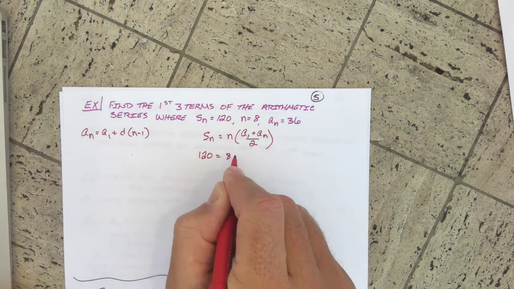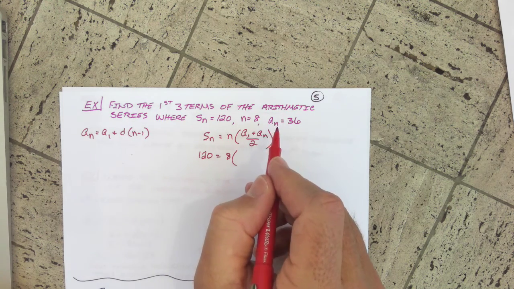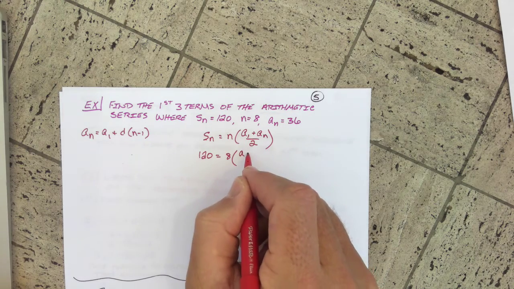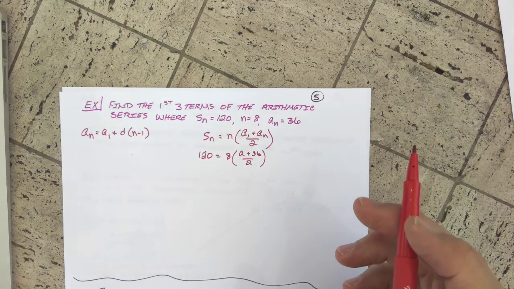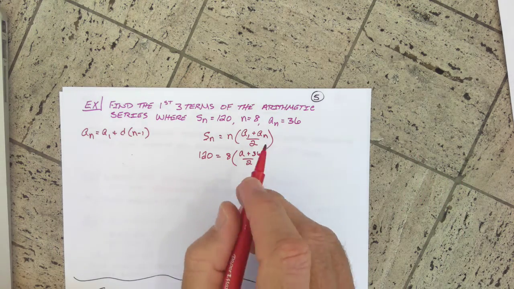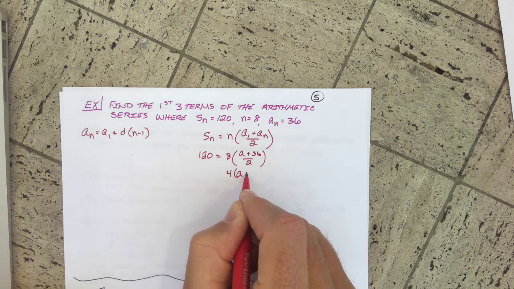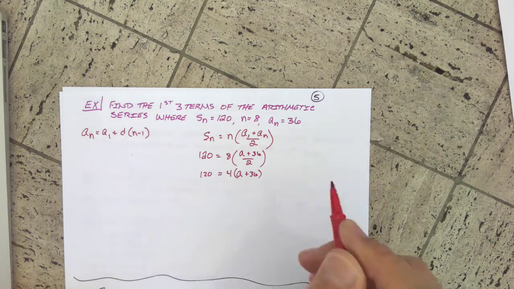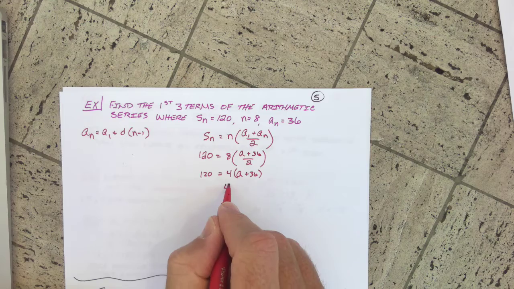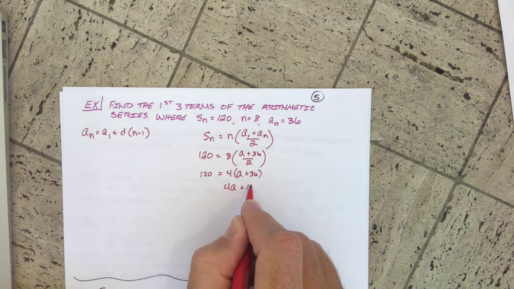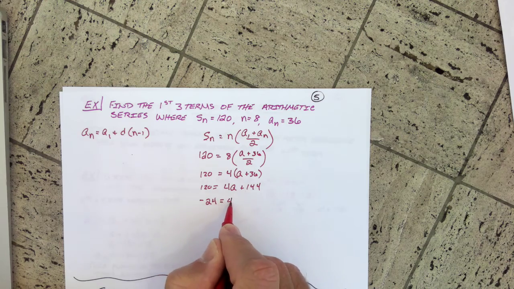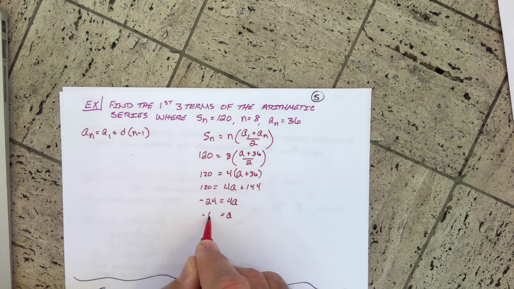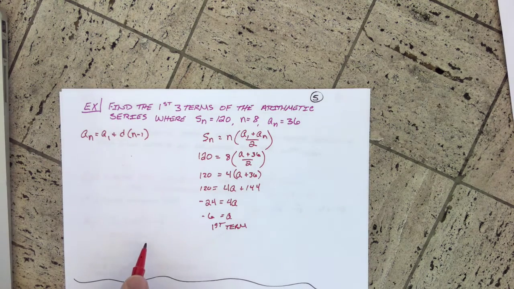120, n is equal to 8. A sub 1, we don't have, so we'll just call it A right now, but we do have a sub n. Now, different people are going to approach this different ways in terms of solving this. Your call, I see some cross-reducing we can do, so that's going to give me 4 times A plus 36 equal to 120. All right. 4a plus 144 equals 120. Negative 24, 4a, a equals negative 6. That is our first term. So we got that already. So we start with a negative 6.